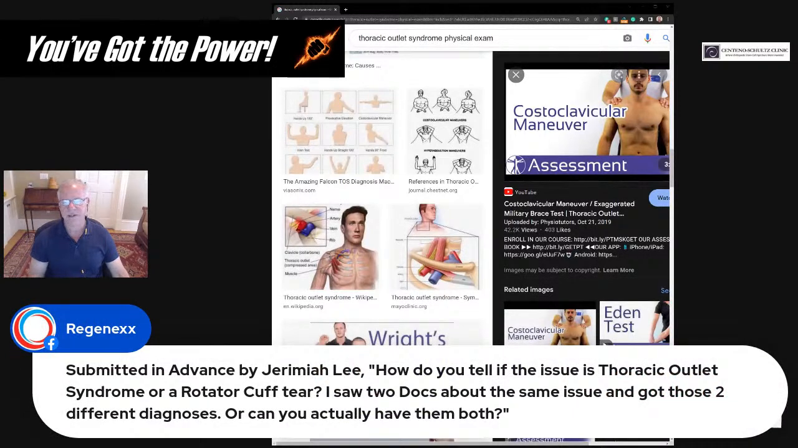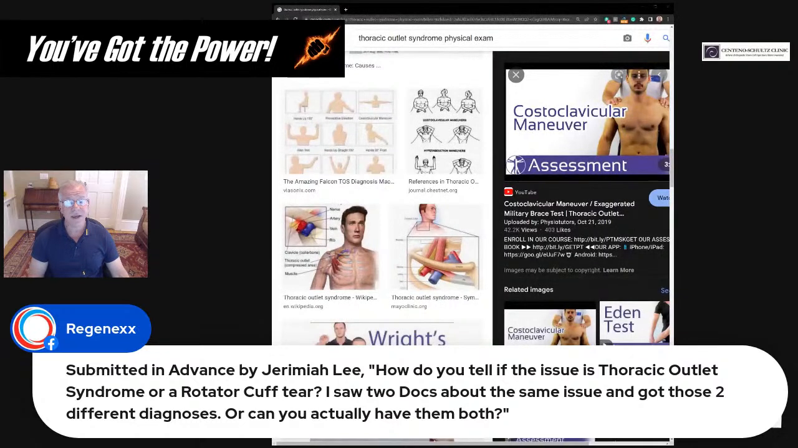Regenix, submitted advanced by Jeremiah Lee. How do you tell if the issue is thoracic outlet syndrome or rotator cuff tear? I saw 2 docs about the same issue and got these 2 different diagnoses, or can you actually have them both? Yeah, Jeremiah, you can actually have them both. So it could be both thoracic outlet and a rotator cuff tear.